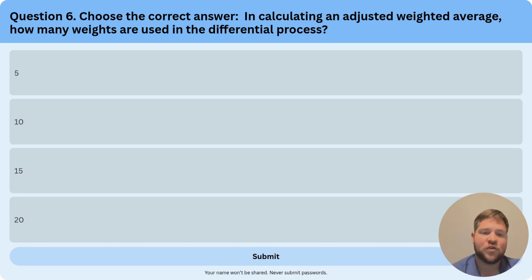Question number 6, choose the correct answer. In calculating an adjusted weighted average, how many weights are used in the differential process? I'll give you 10 seconds.